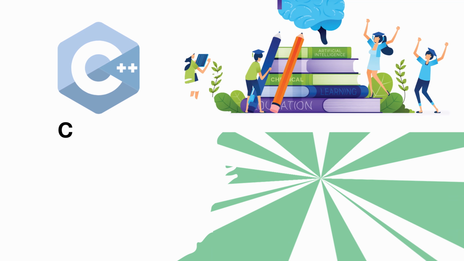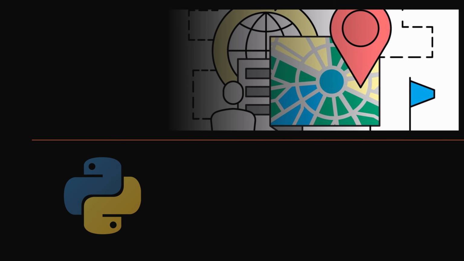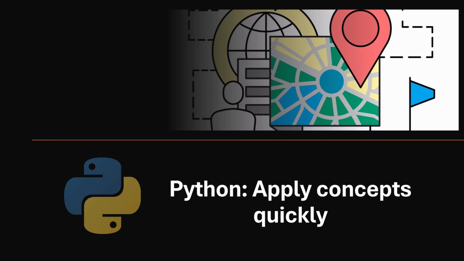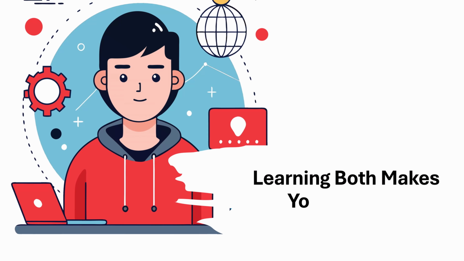So basically, C++ gives you a strong foundation and a deep understanding of low-level OOP mechanisms, while Python allows you to apply those concepts quickly and efficiently in real-world projects. So in this course, we will try to cover both. We will first cover C++ thoroughly to build a solid base, and then we will switch to Python to see how the same concepts are applied. Learning both will make you a versatile and confident programmer.